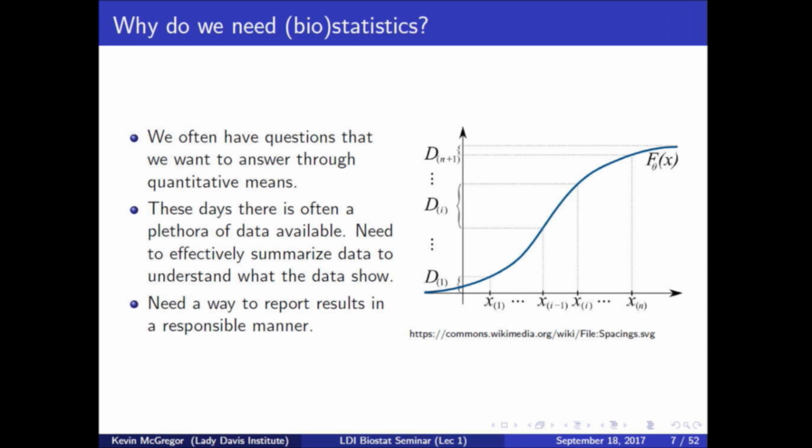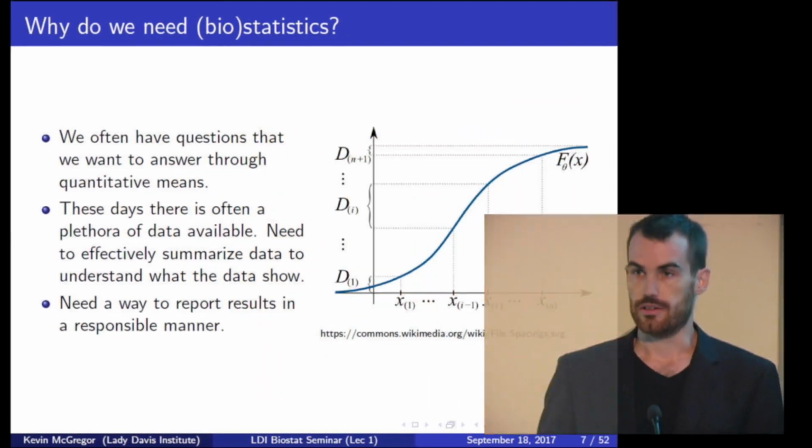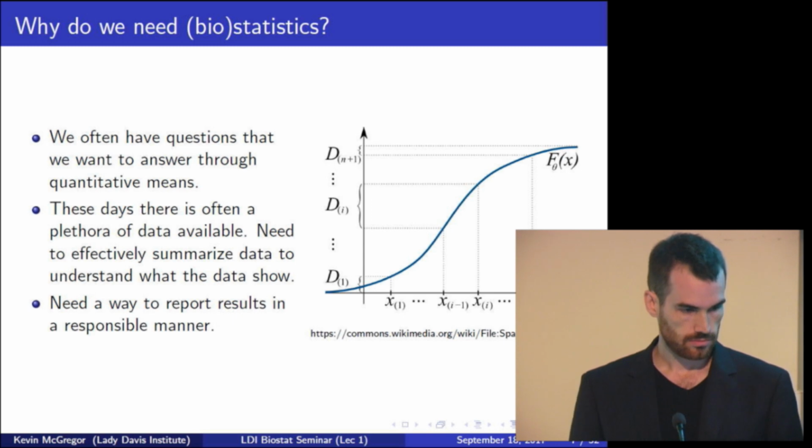And lastly, we also need a way to report our results responsibly. As a statistician, I think it's very cool that I get to be involved in the research process right from the beginning, in the study design, right in the middle when it comes to making ad hoc decisions, and afterwards when it comes to doing the analysis and writing up the publication. And that reporting part is something that's very, very important, and I will focus on as we get further into the course.